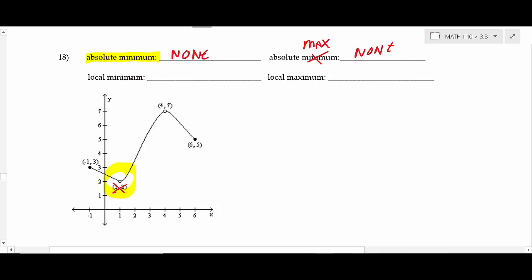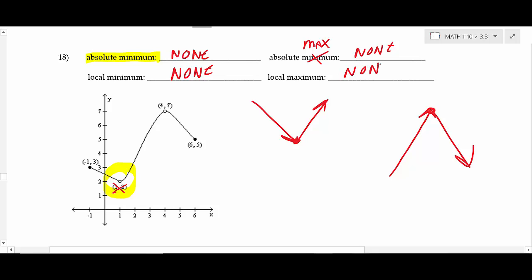All right, how about a local min? Does this have a local min? No. Okay, it's got to do what? It's got to decrease. It's got to increase, and that's got to be solid. Does that ever happen? No, so you don't have one. Okay, how about a local maximum? Local max means you're increasing, solid dot, decreasing. Does that ever happen? No, so you don't have one. So this doesn't have any of those things.